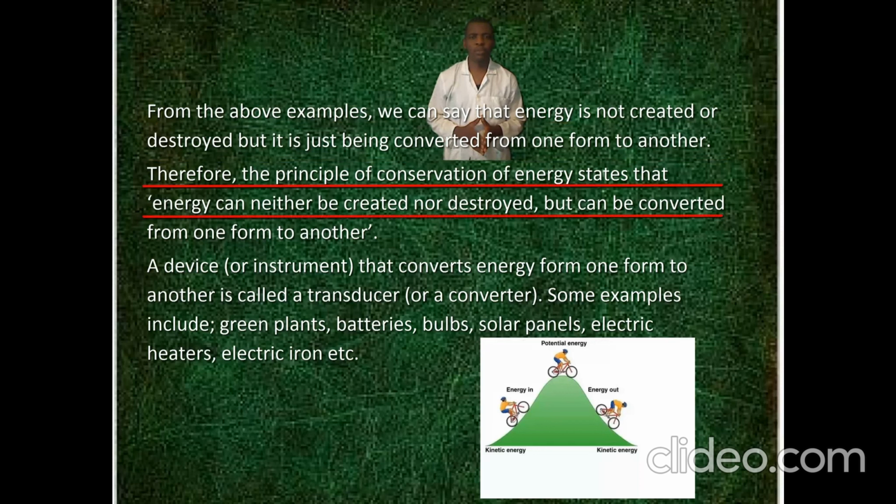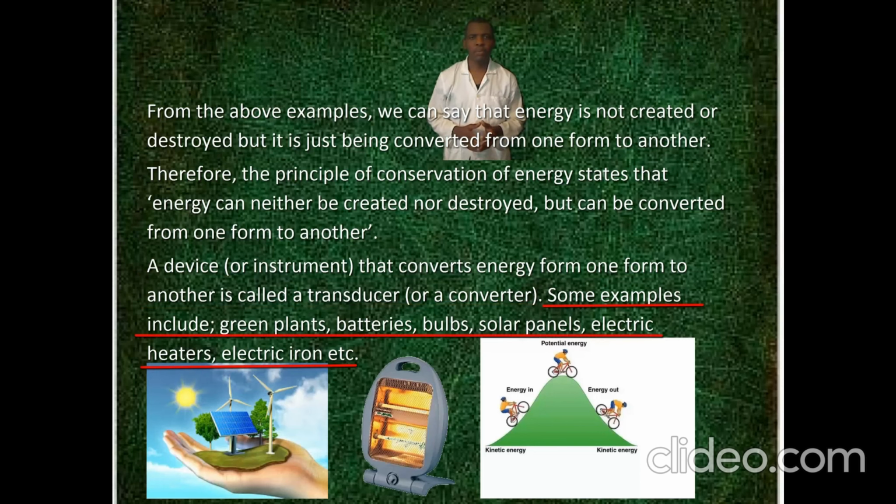Therefore, the principle of conservation of energy states that energy can neither be created nor destroyed, but can be converted from one form to another. A device or instrument that converts energy from one form to another is called a transducer or a converter. Some examples include wind plants, batteries, bulbs, solar panels, electric heaters, electric iron, etc.